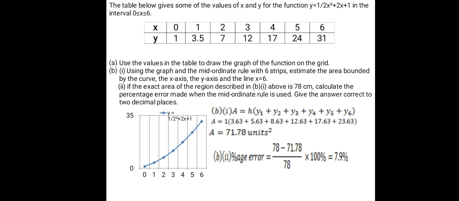B1. Using the graph and the mid-ordinate rule with 6 strips, estimate the area bounded by the curve, the x-axis, the y-axis, and the line x = 6. 2. If the exact area of the region described in B1 above is 78 cm², calculate the percentage error made when the mid-ordinate rule is used, giving the answer correct to 2 decimal places.